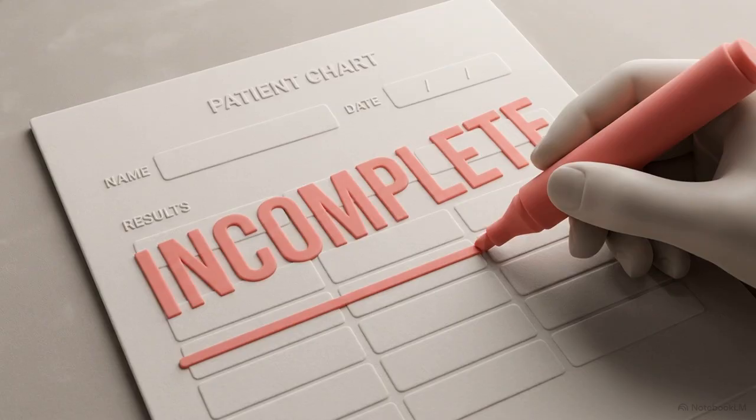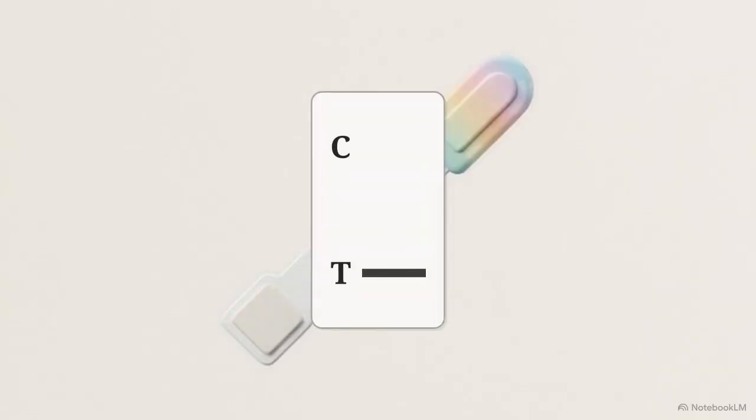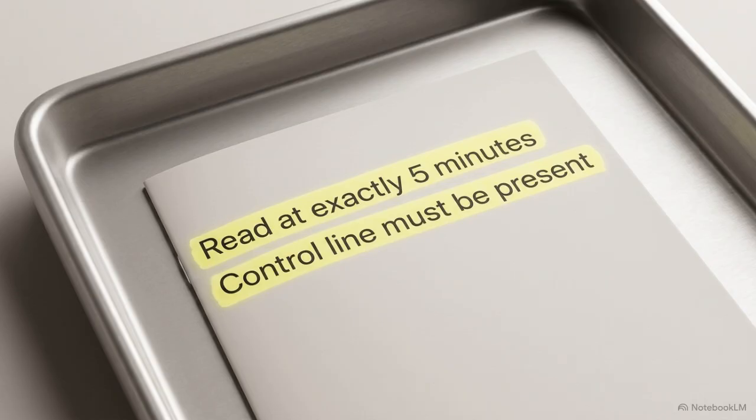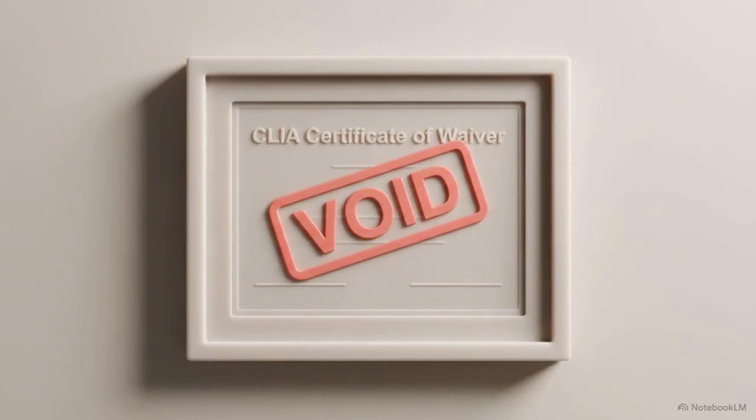Never report the results of a test with a missing control line. Any test lines that appear underneath a failed control mean absolutely nothing. The timing restrictions and the internal control are rigid scientific boundaries. Bypassing either of them destroys the accuracy of the test and nullifies our CLIA certification.